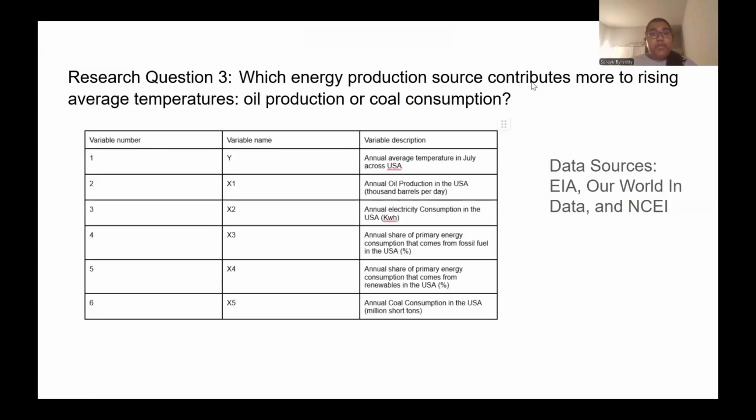I investigated which energy production source contributes more to rising average temperatures, oil production or coal consumption. The response variable is the average temperature in the United States. The predictor variables include oil production, annual electricity consumption, share of primary energy consumption that comes from fossil fuel in the United States, share of primary energy consumption that comes from renewables, and coal consumption.